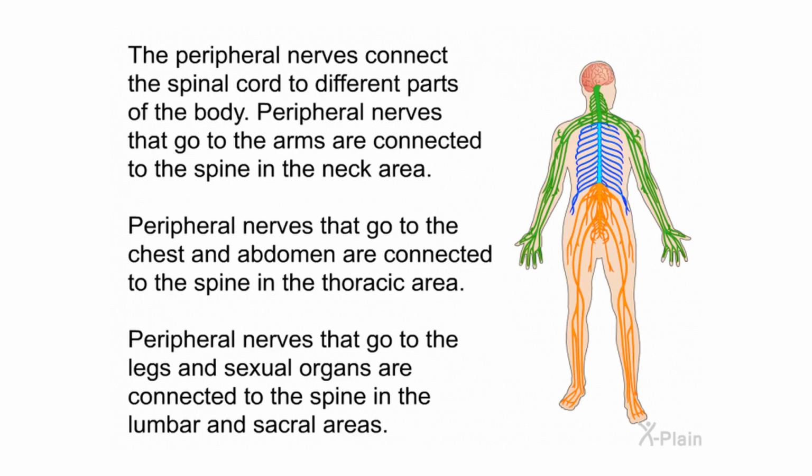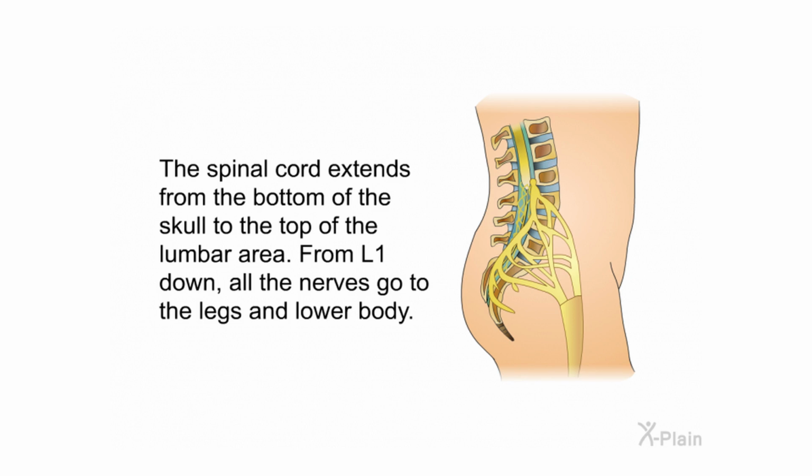The peripheral nerves connect the spinal cord to different parts of the body. Peripheral nerves that go to the arms are connected to the spine in the neck area. Peripheral nerves that go to the chest and abdomen are connected to the spine in the thoracic area. Peripheral nerves that go to the legs and sexual organs are connected to the spine in the lumbar and sacral areas. The spinal cord extends from the bottom of the skull to the top of the lumbar area. From L1 down, all the nerves go to the legs and lower body.